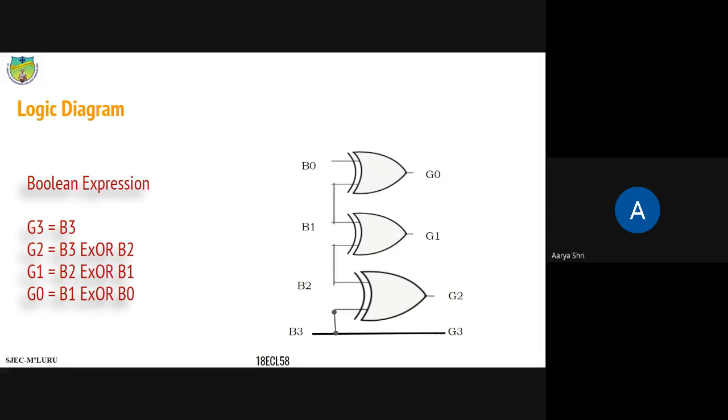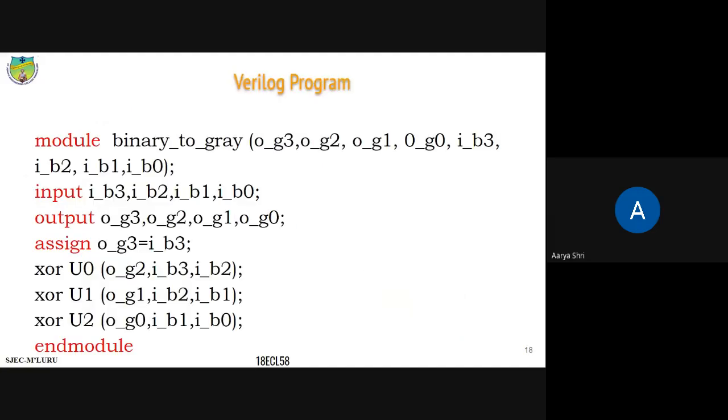Next, we are going to write the Verilog code for this 4-bit binary to gray converter. In the Verilog program, first you write module and then the module name, and here I have given the module name as binary_to_gray. Then inside the parenthesis, we list out the outputs as well as the inputs. So the outputs are O_G3, O_G2, O_G1, and O_G0, followed by the inputs, that is I_B3, I_B2, I_B1, and also I_B0.